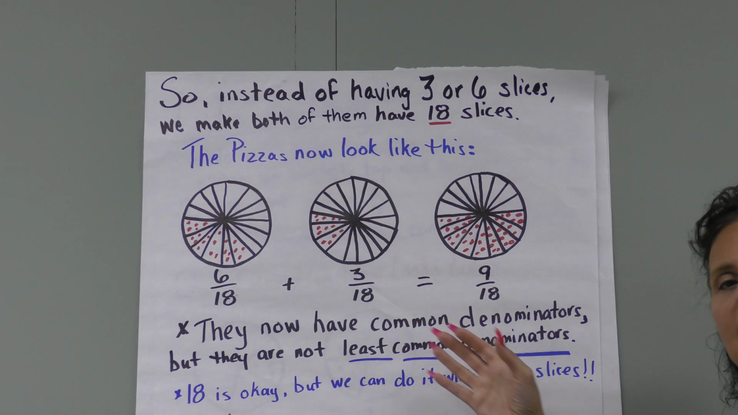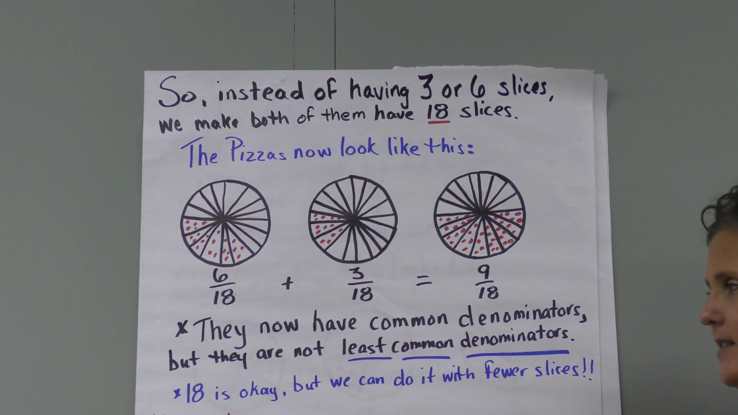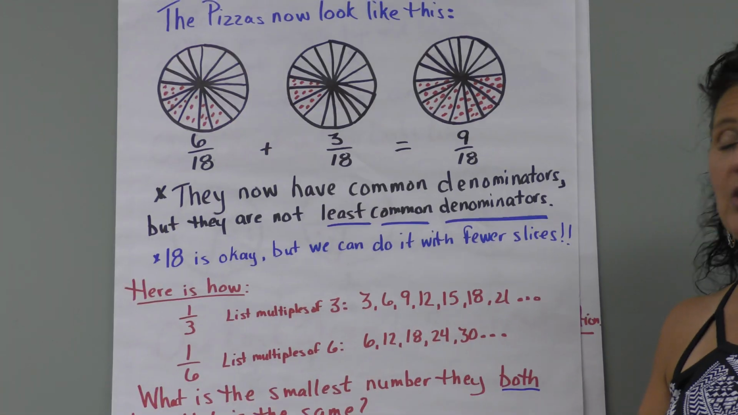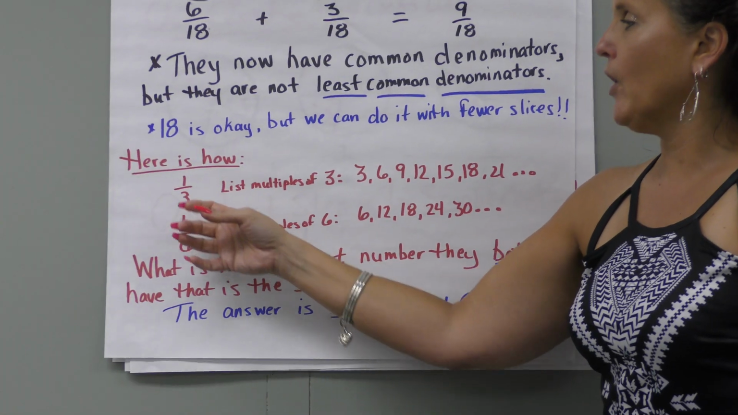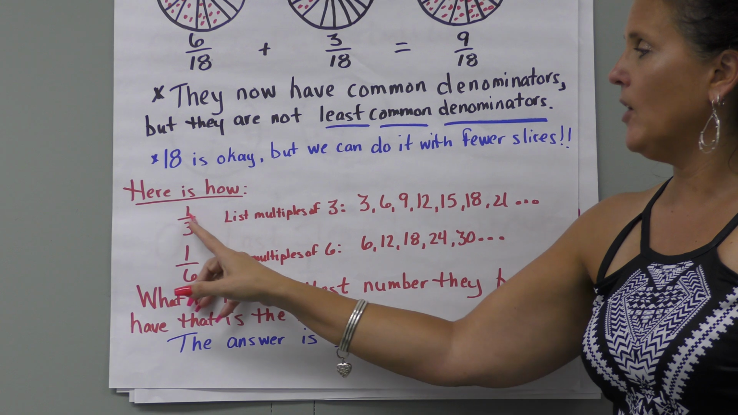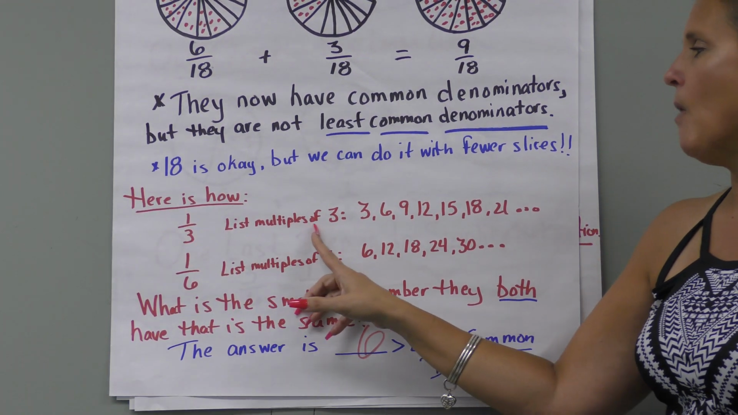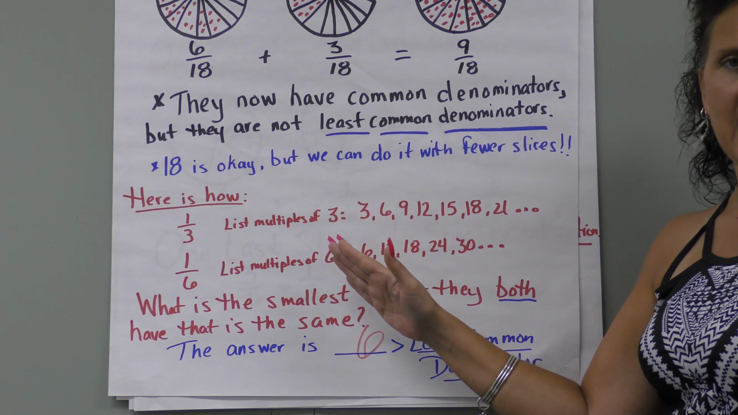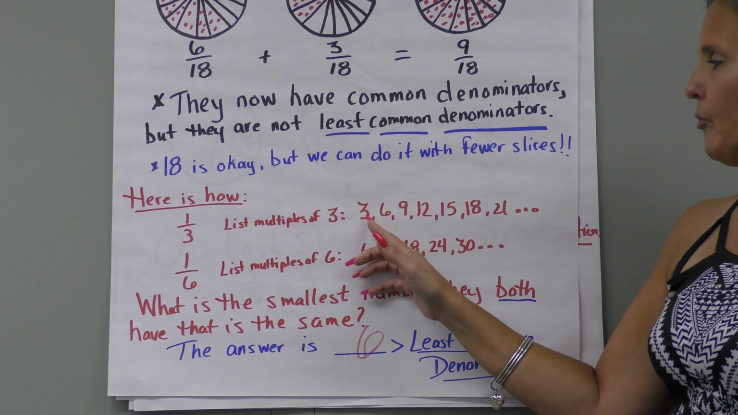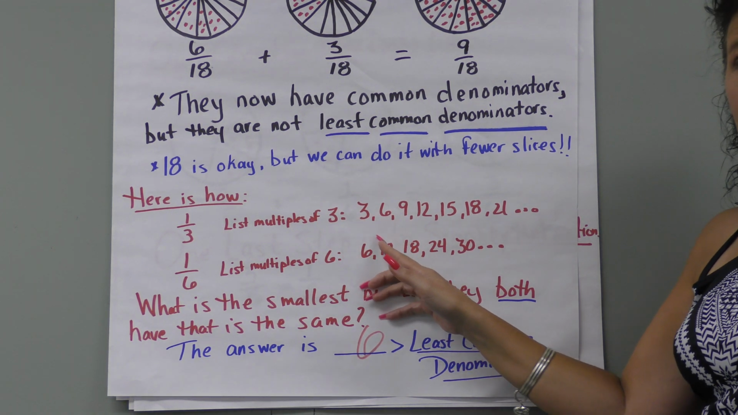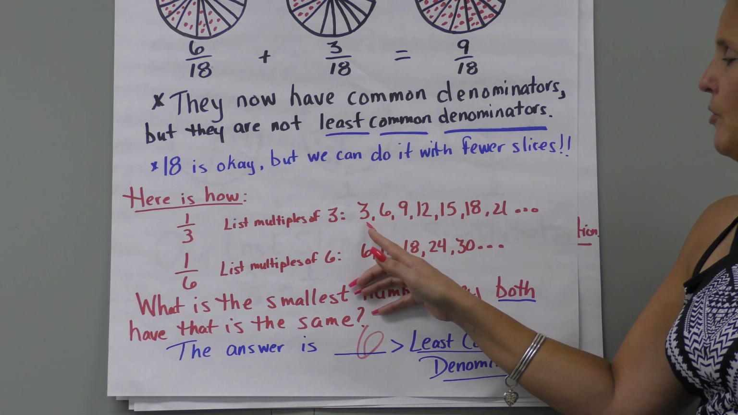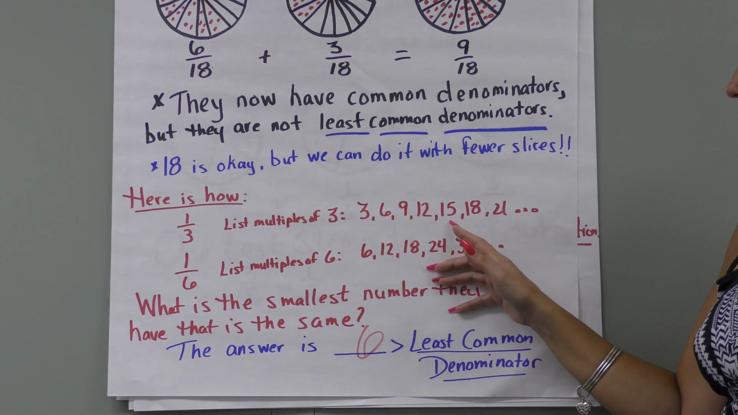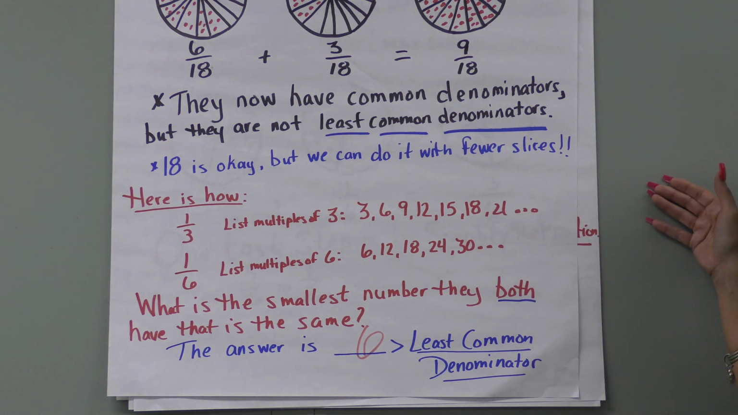So can we do the same problem with fewer slices? Yes, we can, and here's how we're going to do it. We take our 1/3 and the denominator on the bottom, and we want to list the multiples of that denominator. Multiples are just like your multiplication tables. So we say 3, that's 3 times 1, right? 6 is 3 times 2. So 3, 6, 9, 12, 15, 18, 21, and so on.